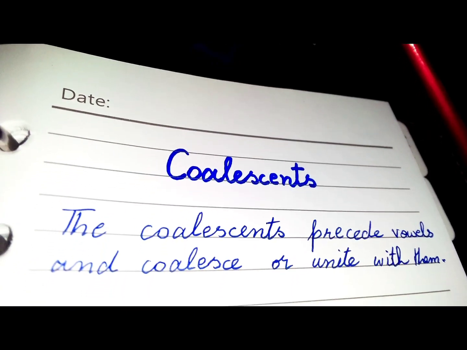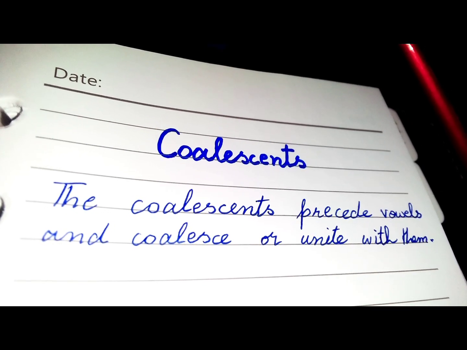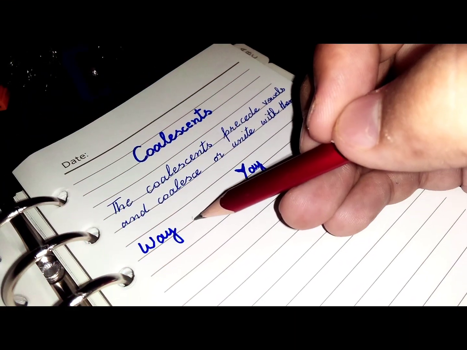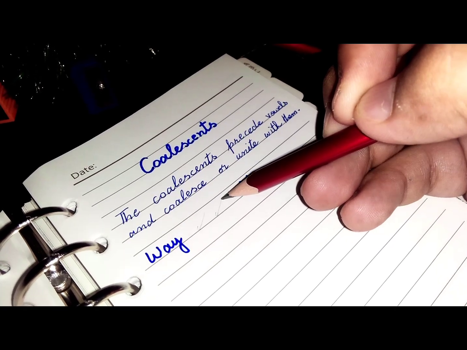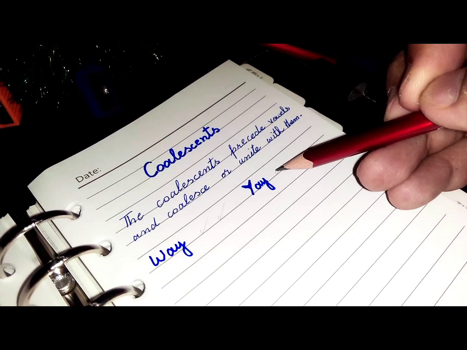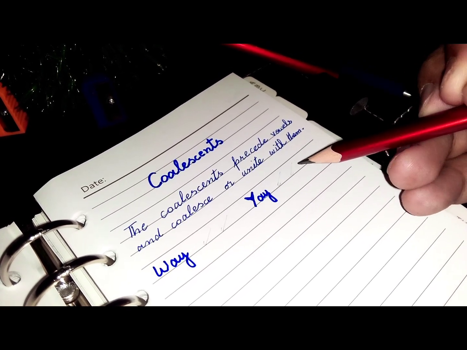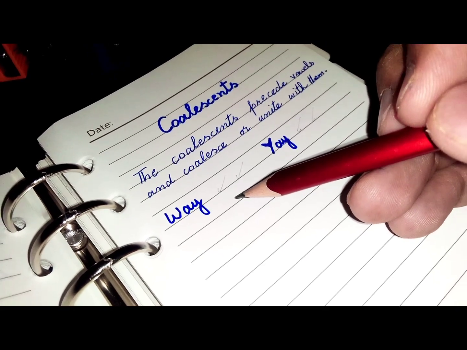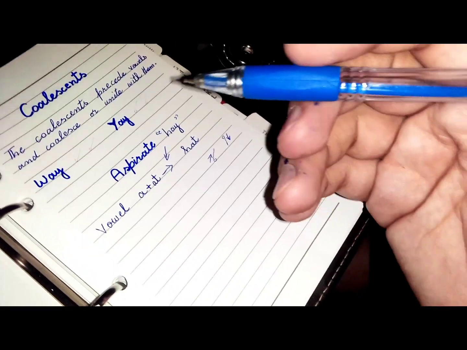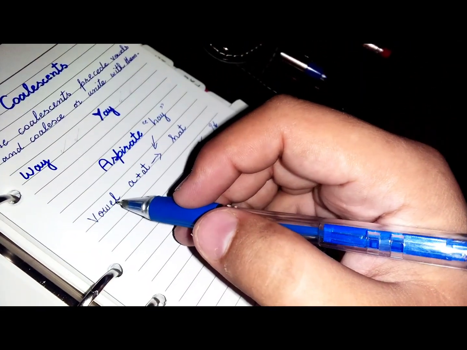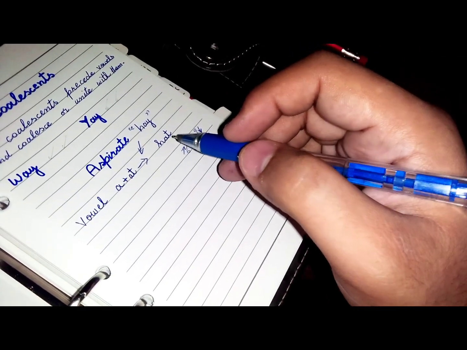Now we discuss second last form of consonants, the coalescence, precede vowels and coalesce or unite with them. Way. Yay. Keep in mind that the angle of these two strokes is 150 degrees. The last one, aspirate, is breathing upon the following vowel. Thus, by breathing upon the vowel a in the word at, the word is changed into hat.